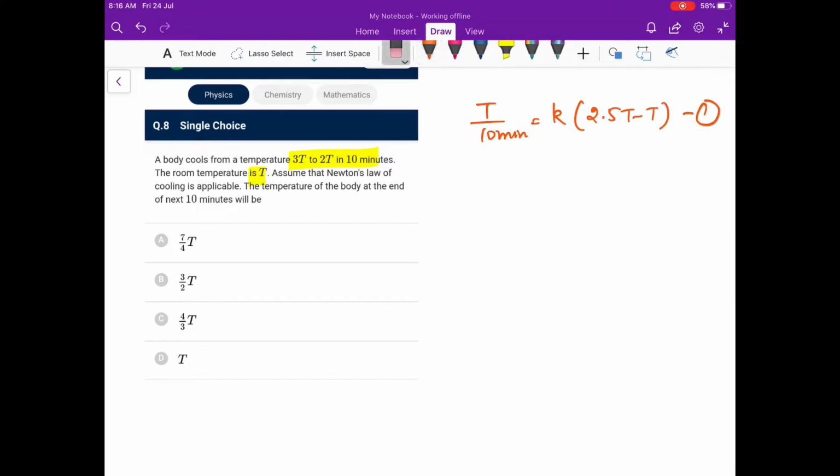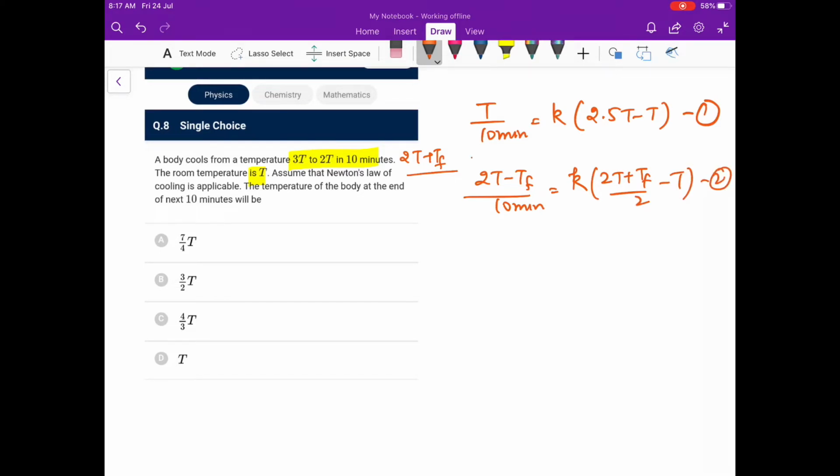Now let T final be the final temperature. Then for the next we have 2T to T final. So the drop would be 2T minus T final. Again time is 10 minutes. If I take the average value, this is 2T plus T final by 2 minus T. This is the same equation I have applied.